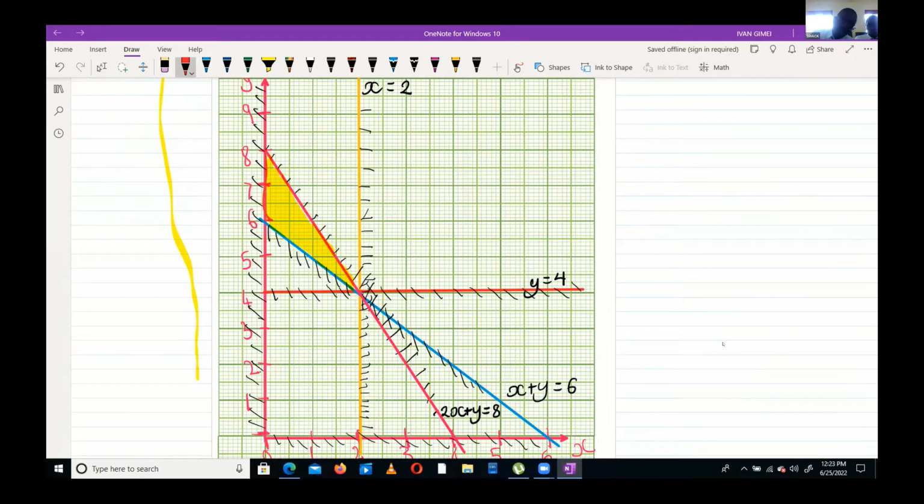So here we have 0, 8, we have 0, 7 as well, 0, 6. This is 0.5 on the x-axis, so it's not allowed. Then here we have 1, 6. We have 2, 4. 1, 5 as well.